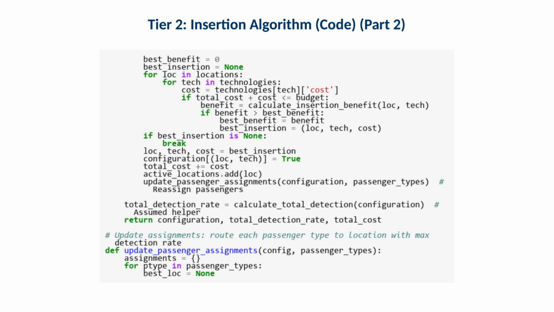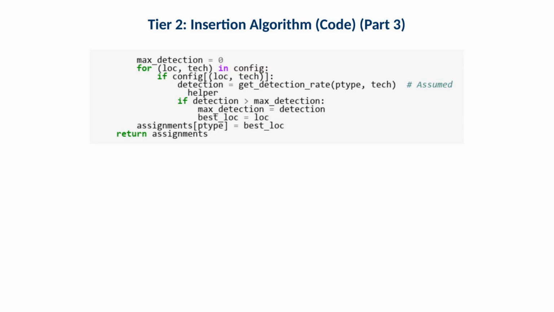Operationally, the update must recompute capacity and expected waiting, because one new device can shift queues across the entire checkpoint. This segment generally handles constraint checks and reporting. It enforces the remaining budget and verifies that predicted waiting stays acceptable. It then outputs a configuration summary: what technology is placed where, which passenger types are routed to which stations, and the expected detection and false alarm metrics.